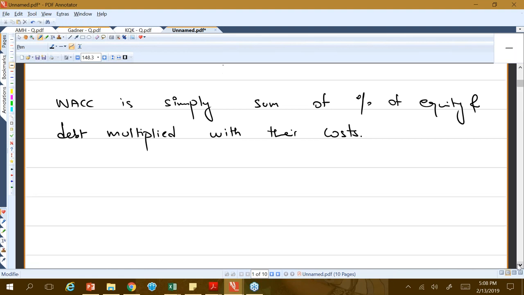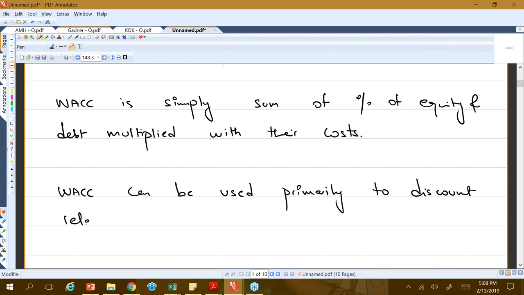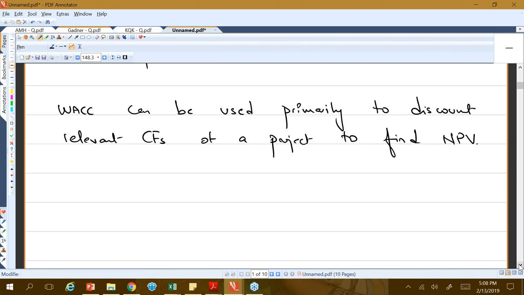Now, the next question is, where do we use the WACC? So the WACC can be used primarily to discount relevant cash flows of a project to find the NPV. So it can be used to discount relevant cash flows of a project to find the NPV.